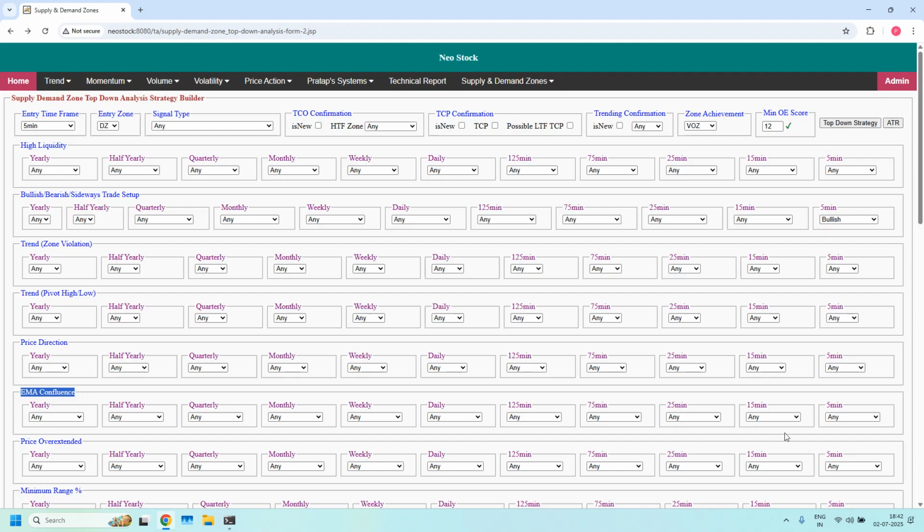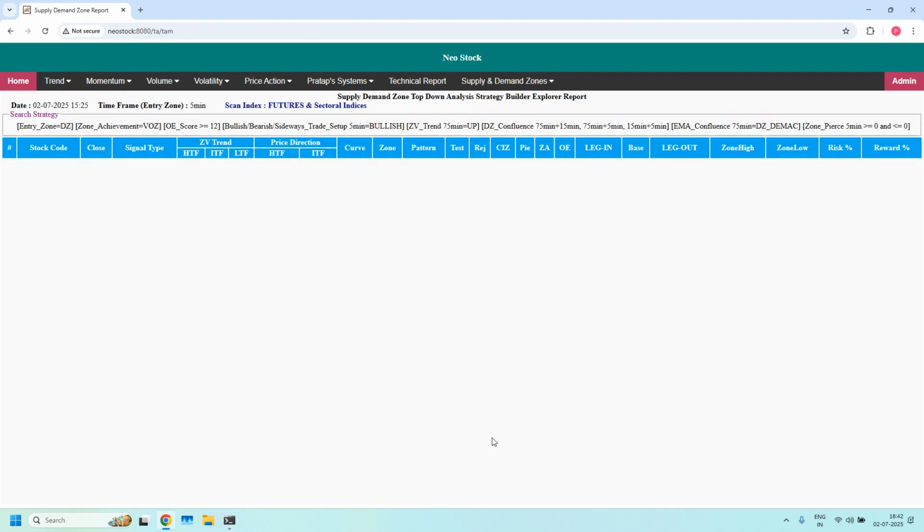In the EMA at 75 minutes time frame, I am checking 75 minutes demand zone with daily EMA. At the same time, trend on the 75 minutes should not be sideways. It should be uptrend because it is bullish trade setup. So we don't have any EMA confluence. So this is about bullish trade setup for hourly income trade.